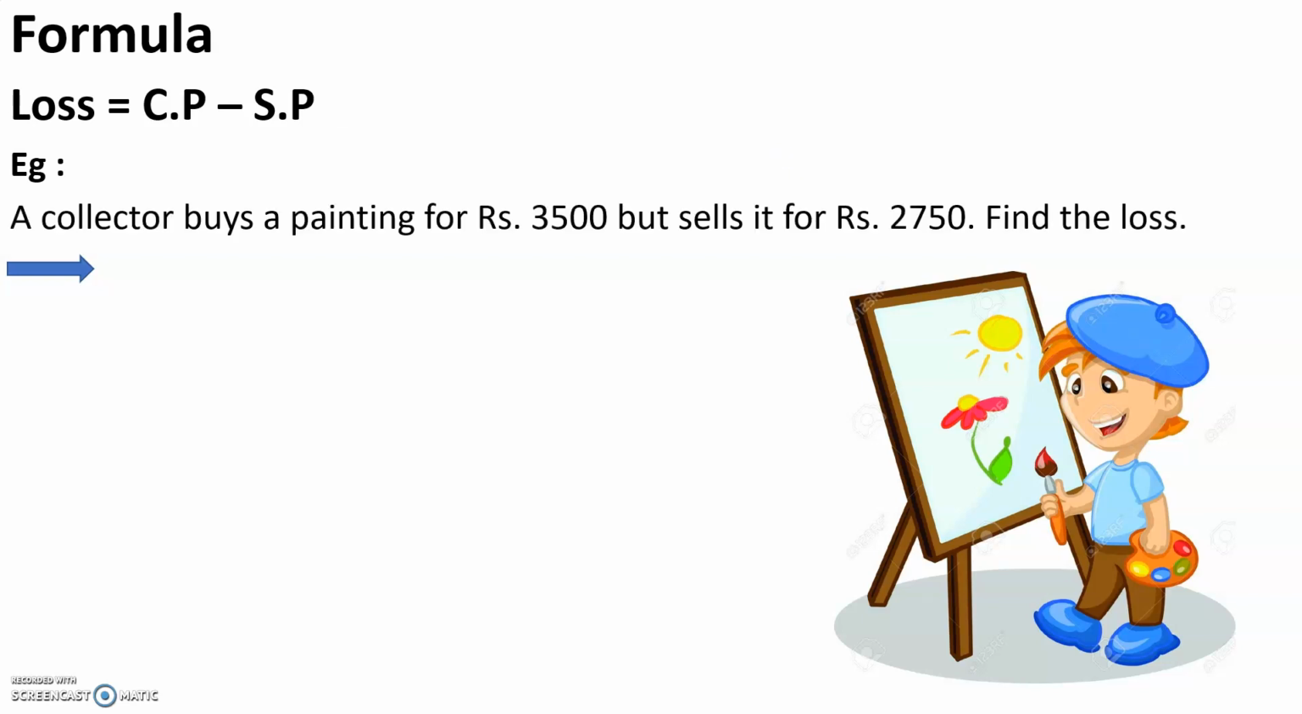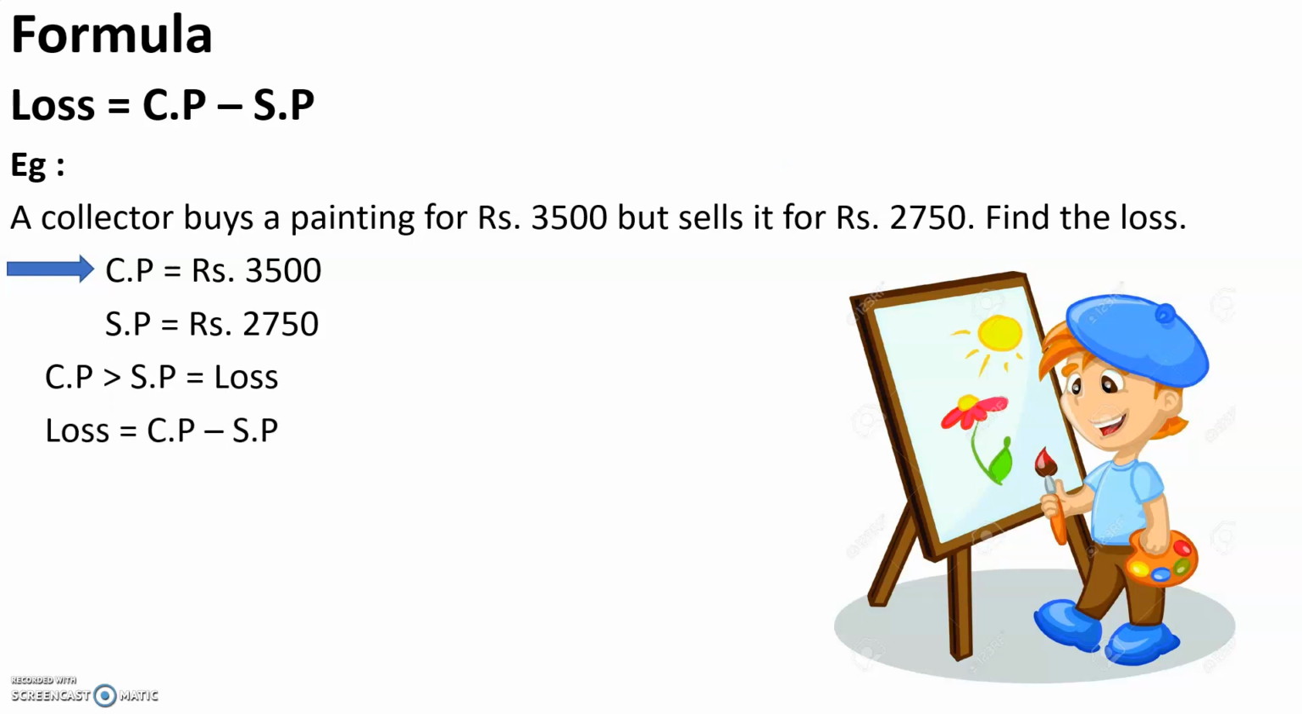Example. A collector buys a painting for rupees 3,500 but sells it for rupees 2,750. Find the loss. CP is equal to rupees 3,500. SP is equal to rupees 2,750. So cost price is greater than selling price. So there is a loss. So loss is equal to CP minus SP. So 3,500 minus 2,750. The answer is 750. So the 750 is the loss incurred for the collector.